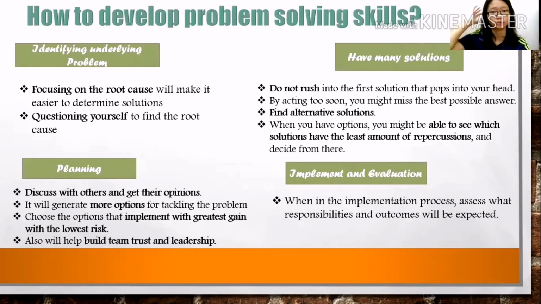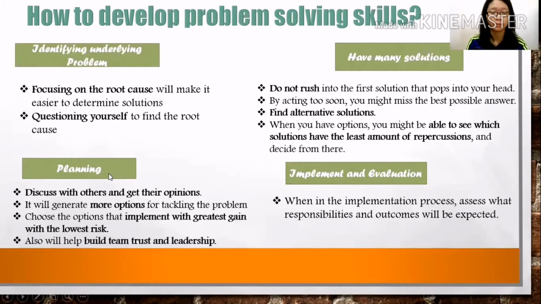So how to develop problem-solving skills? First, you need to identify the underlying problem by focusing on the root cause and questioning yourself to find it. Then you need to list out the solutions. Do not rush into the first solution that pops up in your head. You need to find alternative solutions, and when you have options, you might be able to see which solutions have the least amount of repercussions, and then decide from the list of solutions.